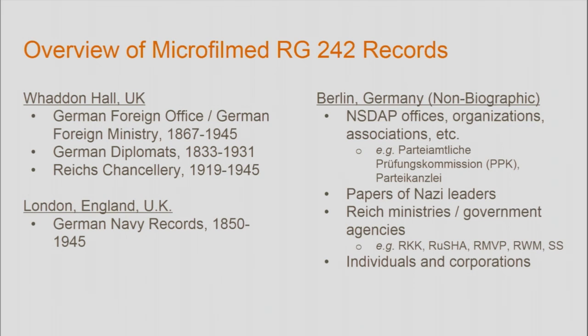So from the series that were filmed at Whaddon Hall in the United Kingdom, there's information from the German Foreign Office and Foreign Ministry. There's information about specific German diplomats, and these are some of the records that actually date back to the 19th century. So we're not just talking here about, again, the World War II or the Nazi records, but much, much older. There's information here, documents from the Reichschancellery as well. We also have some, and as I mentioned, the Navy records here. These were filmed in London. The guide will be online soon.